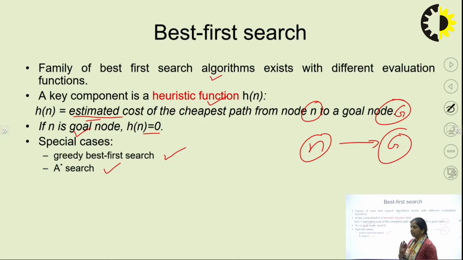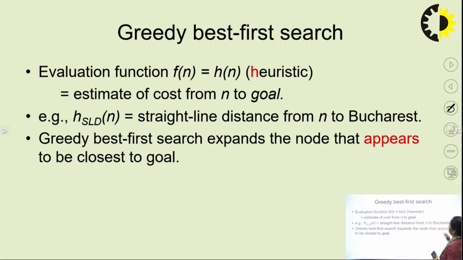The first one is greedy best first search. From the name it is clear that we are using the greedy approach. The greedy approach we will use here to find the best path. Greedy here means that when I am at node n, I will take whatever seems to be good right now.